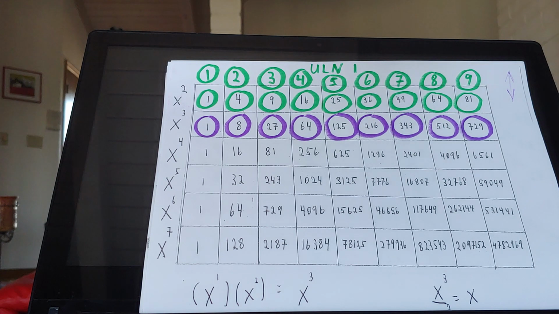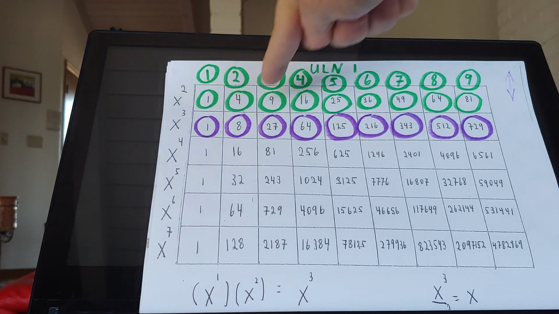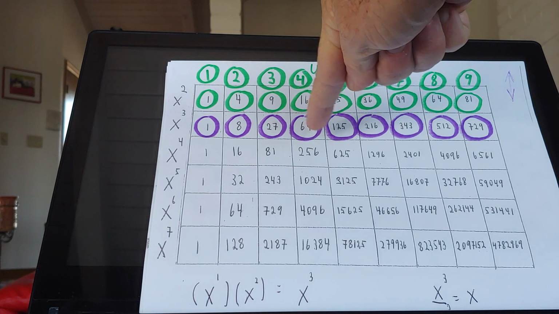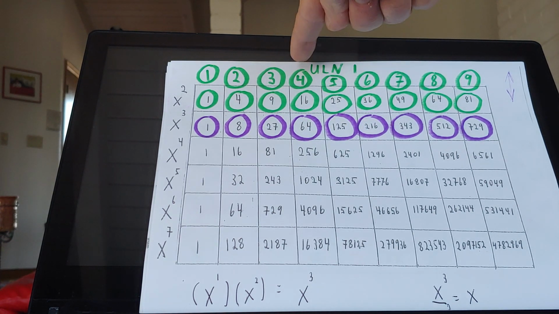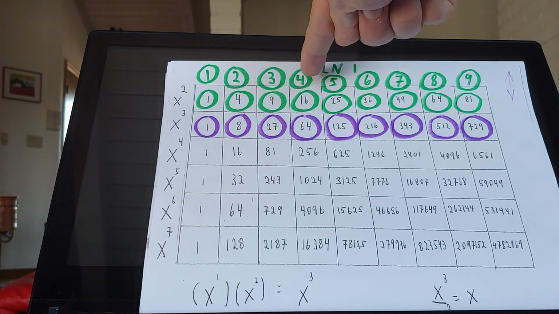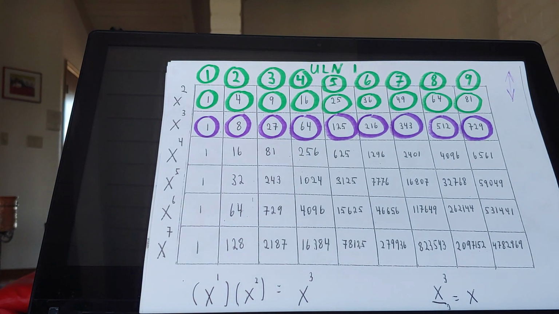Basically, what's going on is 2 times 4 is 8, 3 times 9 is 27, 4 times 16 is 64, 64 divided by 16 is 4, 16 divided by 4 is 4, 64 divided by 4 is 16. Okay, so we can see quite easily how these numbers are fitting together.